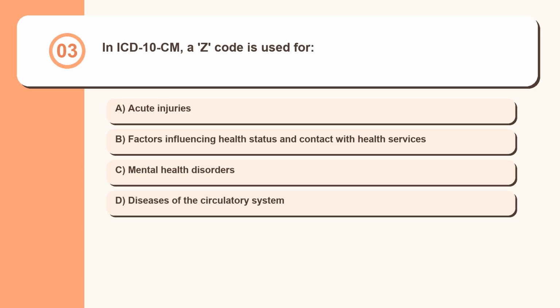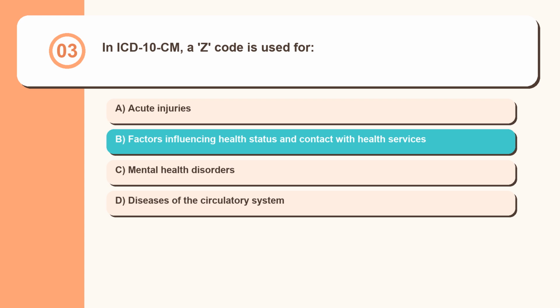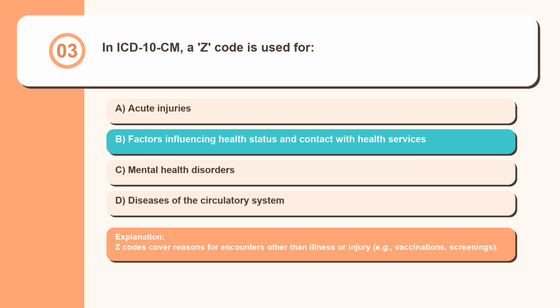Question 3. In ICD-10-CM, a Z code is used for acute injuries, factors influencing health status and contact with health services, mental health disorders, diseases of the circulatory system. Z codes cover reasons for encounters other than illness or injury, example vaccinations, screenings.